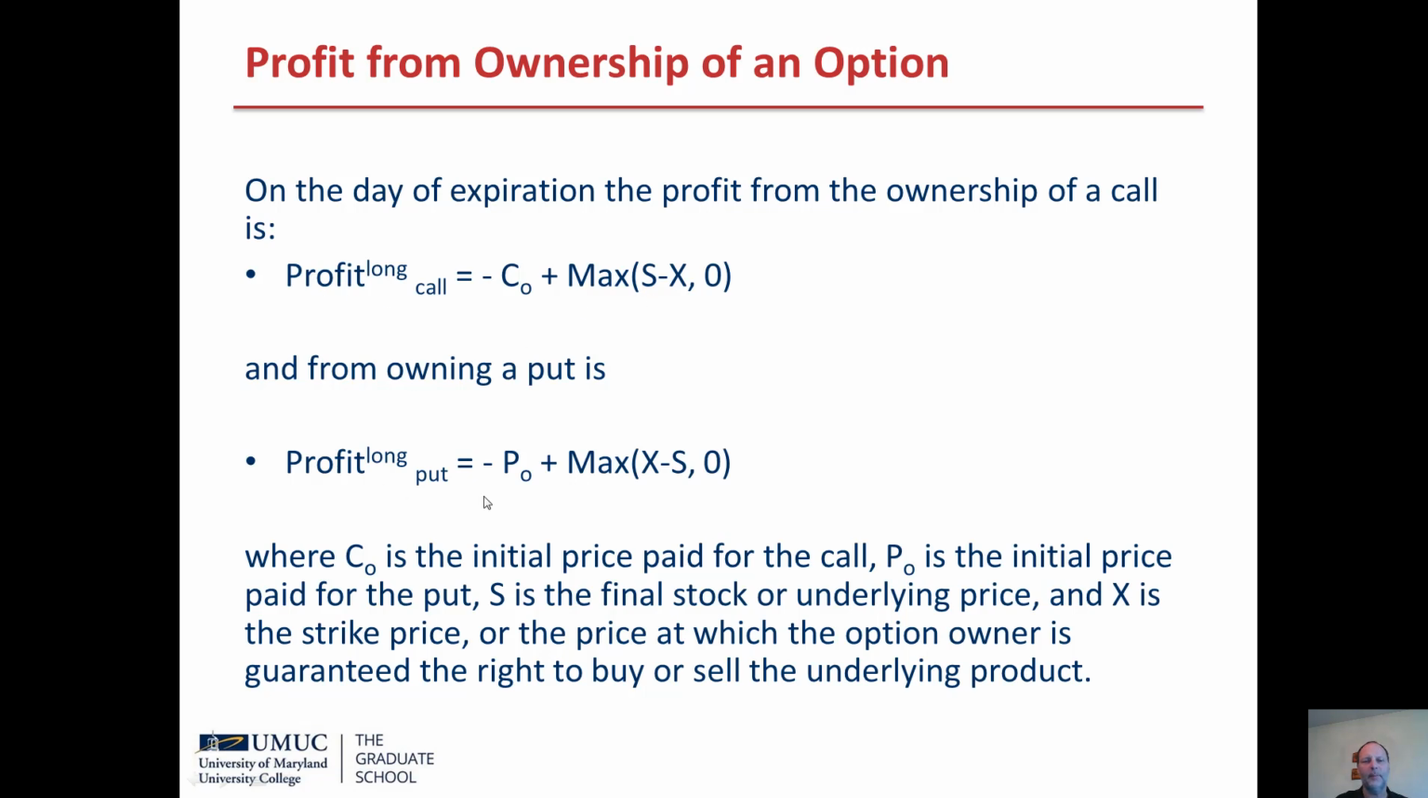In the case of buying a put, the profit for a long put is minus the put premium, what you pay the short to purchase the put from, plus the maximum of X minus S comma 0. If you are long a put, you are hoping the stock price goes down.